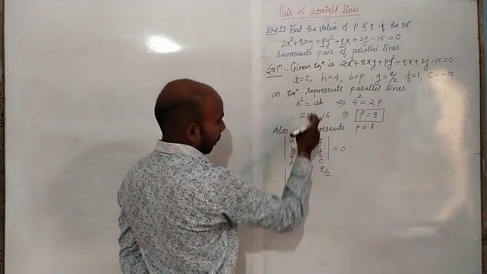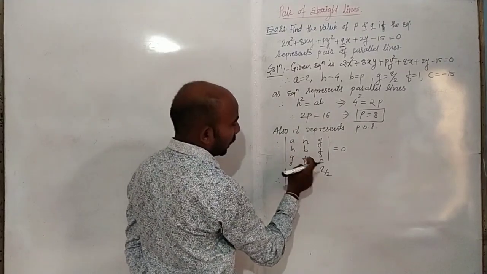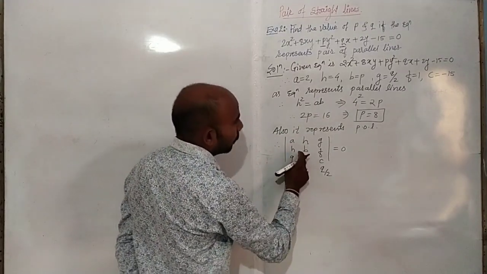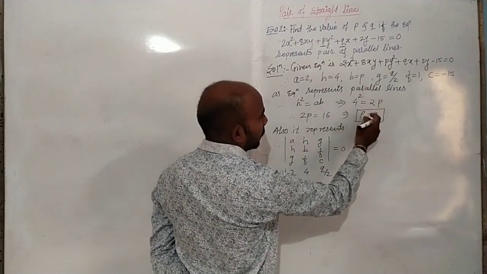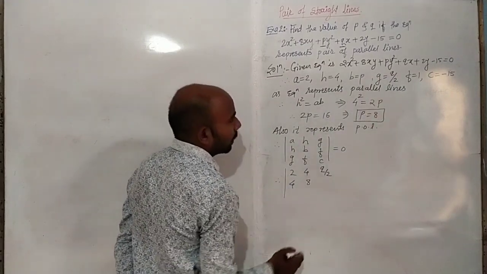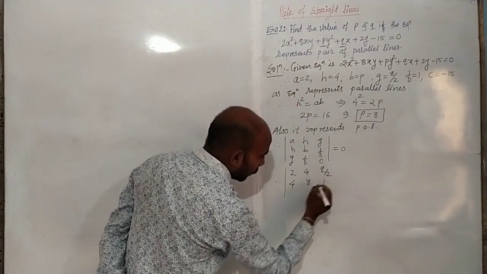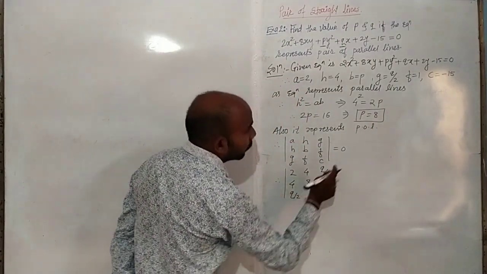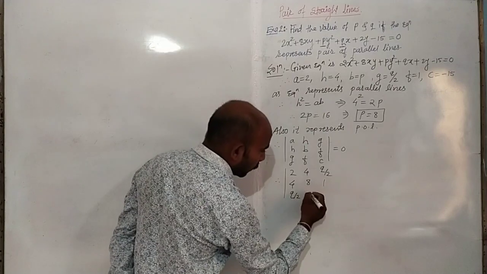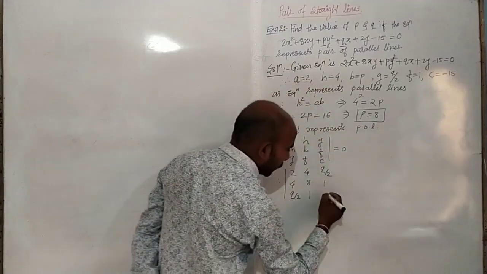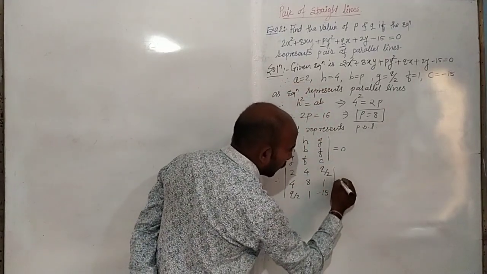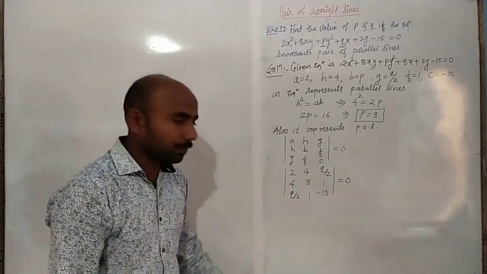Then h is again 4, b is p but p is equal to 8, so here it is 8, then f, the value of f is 1. Then again here q by 2, then again 1 and then again -50. This determinant is 0.